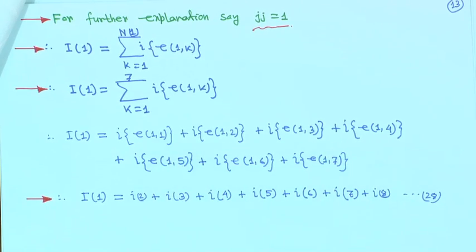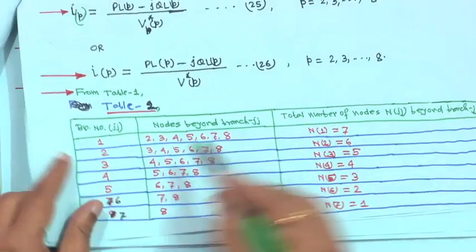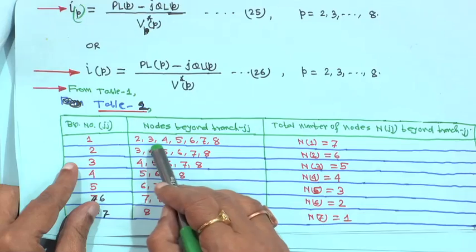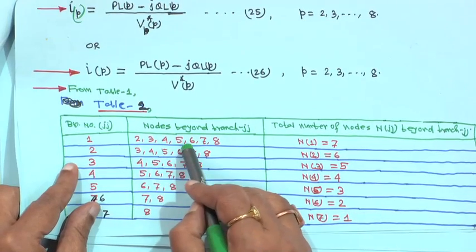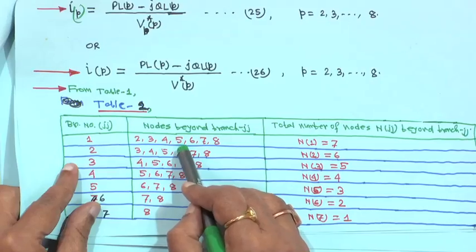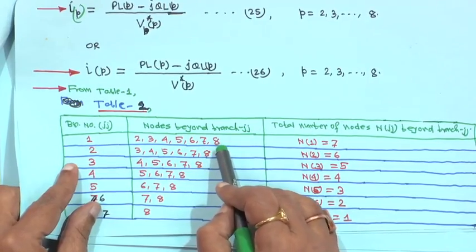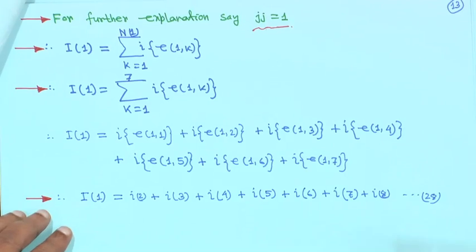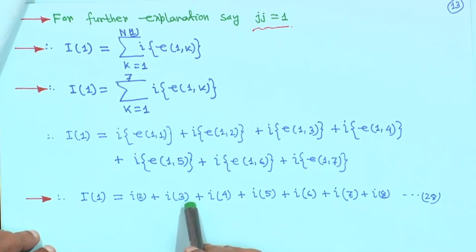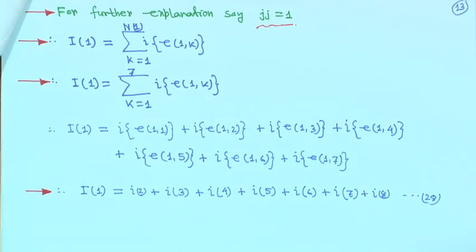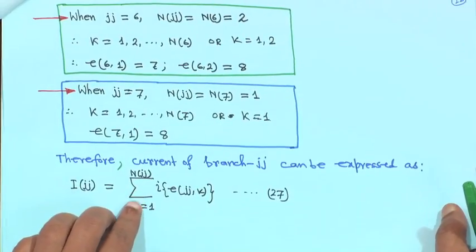Then that E1 1, this data you have read in the computer. So E1 1 is equal to 2, E1 2 is equal to 3, E1 3 is equal to 4, E1 4 is equal to 5, E1 5 is equal to 6, E1 6 is equal to 7 and E1 7 is equal to 8. That means, if you put it, capital I1 is equal to I2 plus I3 plus I4 plus I5 plus I6 plus I7 plus I8. It is coming from this simple expression, right.